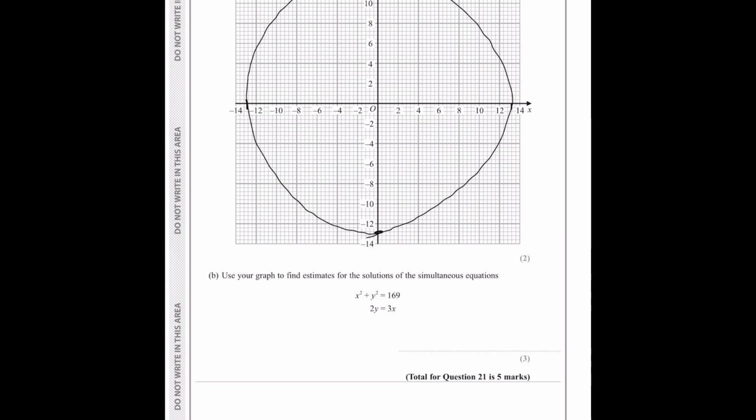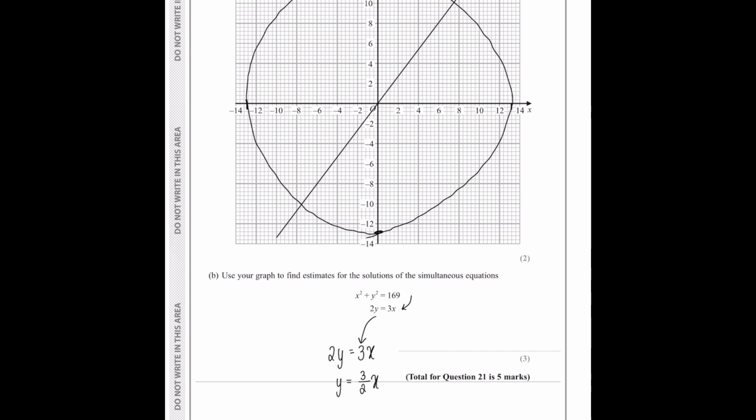Part B asks us to use the graph to find estimates for the solutions of the following simultaneous equations. Now to do that, what we need to look at is what the bottom equation is. So the bottom equation is 2y is equal to 3x. So then y is equal to 3 over 2x. So let's draw y is equal to 3 over 2x on our diagram. And that would look like something like this.